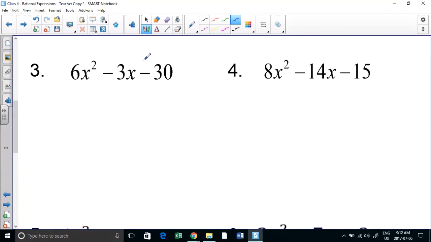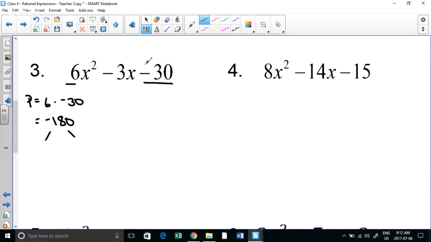Let's try 3. So remember our product is AC. So this is 6 times negative 30. So in this case, my product is negative 180.